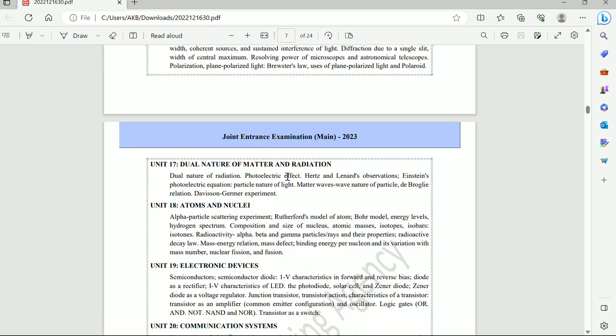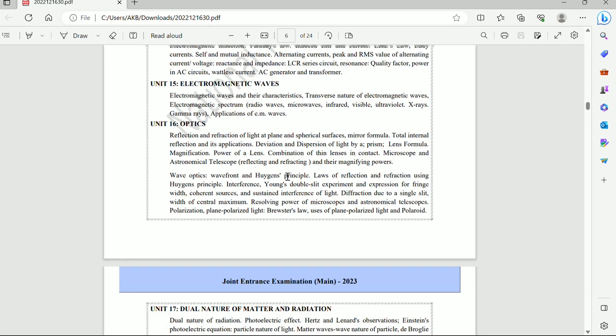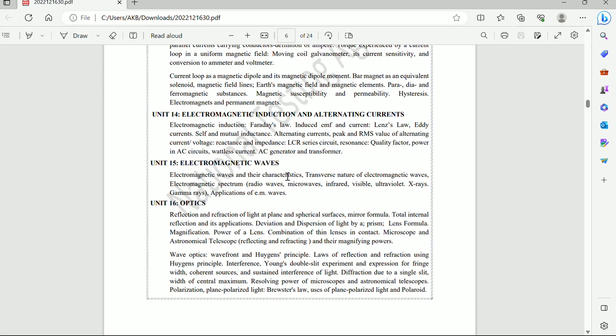Before that, there is optics. Optics means light. So, reflection and refraction of light at plane and spherical surfaces. Also, what is total internal reflection? Wave optics, like wavefront, Huygens' principle, laws of reflection, etc. Before that, there are electromagnetic waves, like the transverse nature of electromagnetic waves, the electromagnetic spectrum, etc.